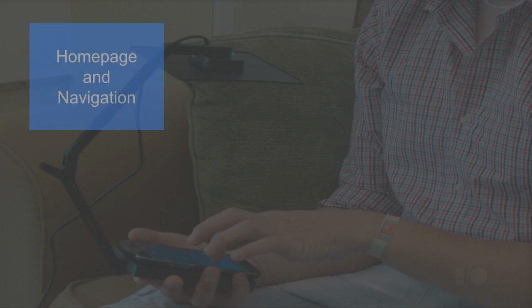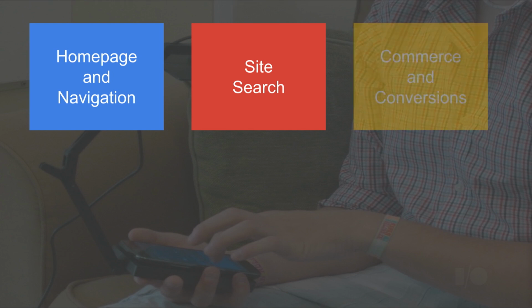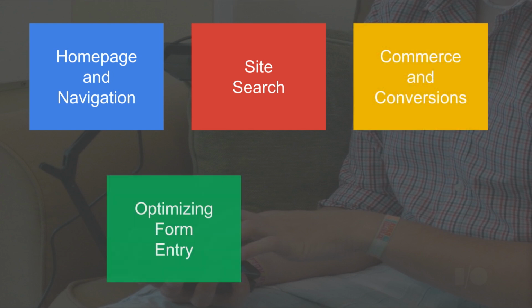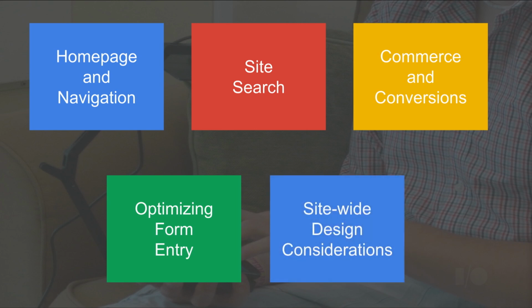These are mobile homepage and navigation, site search, commerce and conversions, optimizing form entry, and site-wide design considerations. So these principles are all about creating a better experience for users, enabling them to have a trouble-free experience on your site, whatever kind of site that is, informational, retail, e-commerce, or lead generation. So we're going to look at some examples from these 25 principles, and we're going to talk about the guidance based off the study results.